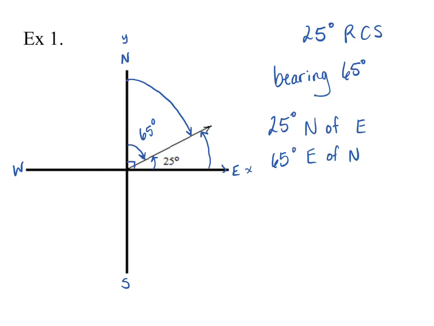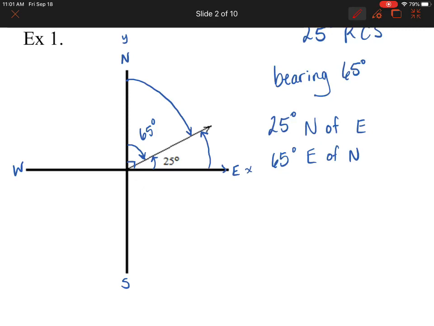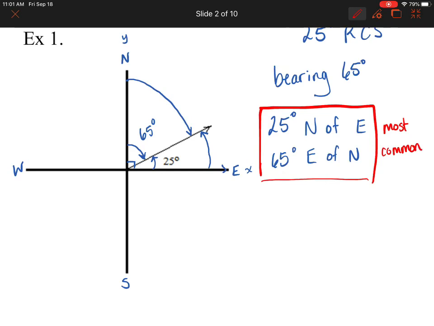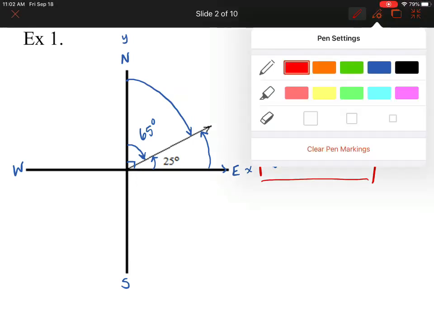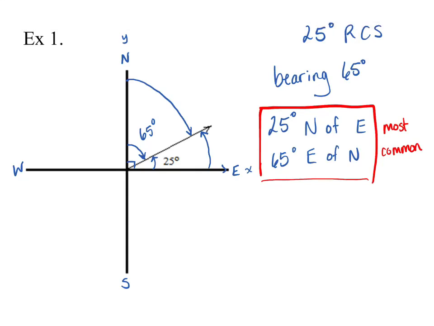If you gave me either answer there, 25 degrees north of east, 65 degrees east of north, those are perfectly acceptable. I would accept either of those as answers, okay? That's going to be our most common thing that we use in Physics 20 though, so this is basically what we're always going to be using. You still need to know rectangular coordinate system and the bearing. And if it says that, you need to know what that means, but this is what we're going to be mostly using.